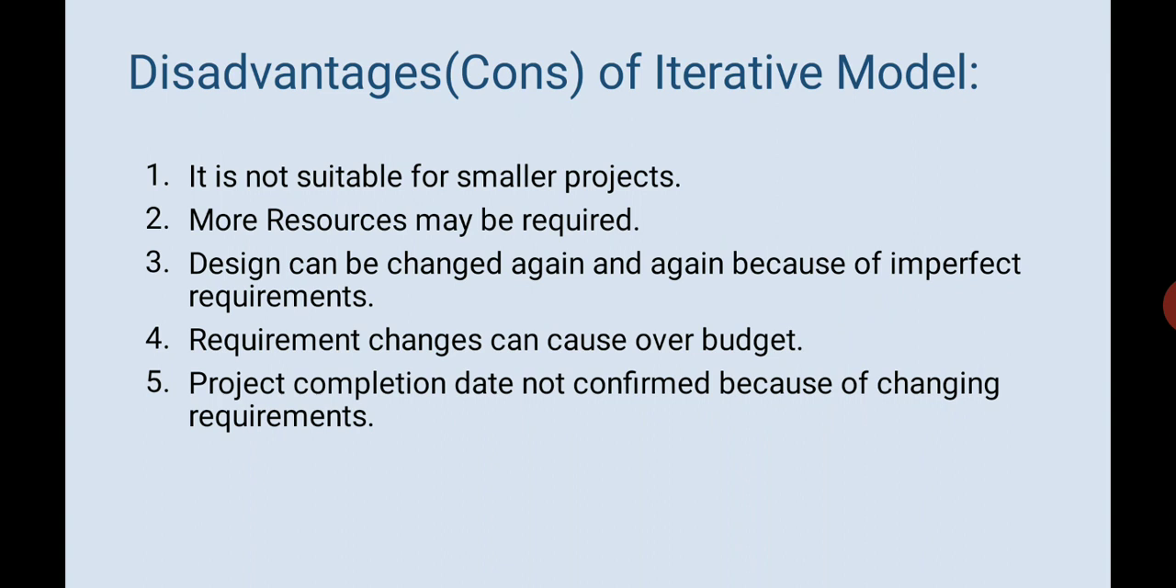Design can be changed again and again because of imperfect requirements, which is very true. So again you have to get the designer to design the next system. Requirement changes can cause going over budget. This is what we have been discussing from the start: you are constantly changing it, so it will have a budget issue. Project completion date is not confirmed because of the changing requirement, because there was ambiguity in the requirement.